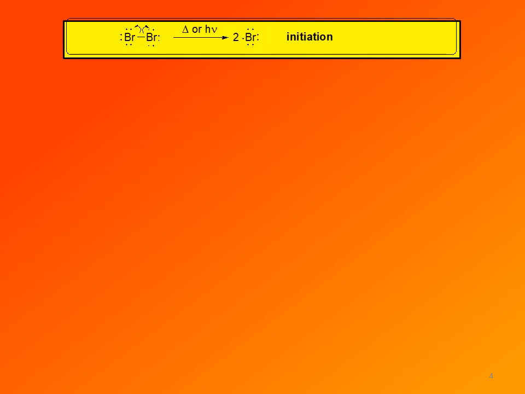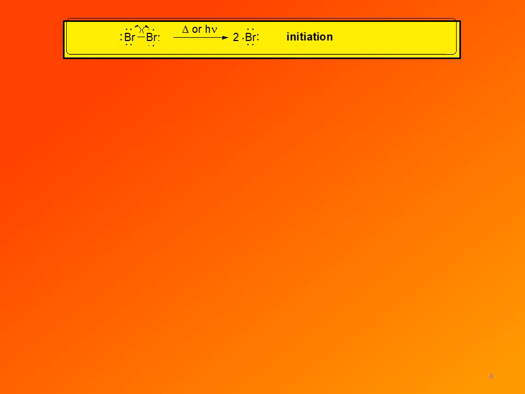Now we are going to examine the mechanism of free radical halogenation, and we will do so on the example of halogenation of cyclohexane with bromine. Free radical halogenation consists of initiation, propagation, and termination steps. So first, the reaction is initiated in an initiation step. In the initiation step, free radicals are generated.